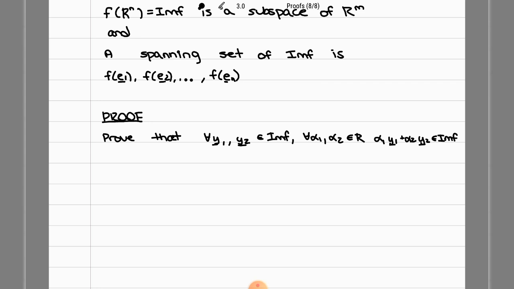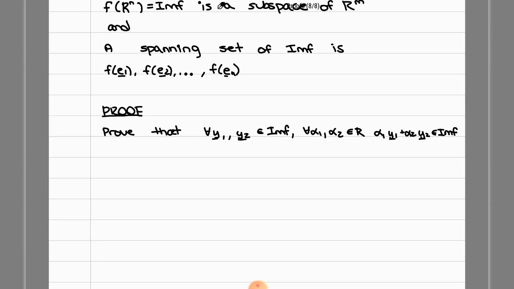So to do that, we're going to start off saying that every y vector in the image space has a corresponding x vector, so it has a solution. So we can say that there exists an x vector x1 in Rn, such that y vector 1 equals f of x1. So basically we plug in the x vector to get the y vector. And same kind of thing for y2. It has a corresponding x vector that we call x2.